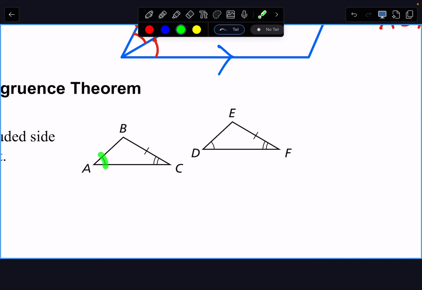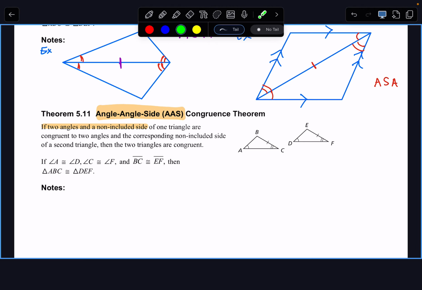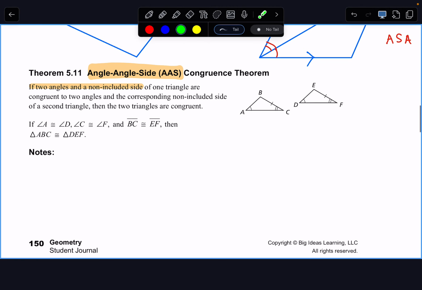Notice how we have angle, angle, side is not in between. Okay, this side is not included in the angles. Okay, so let me give you a couple of these to draw.